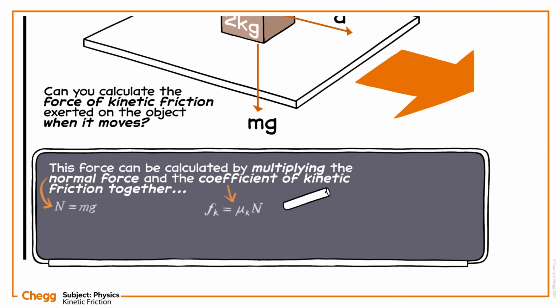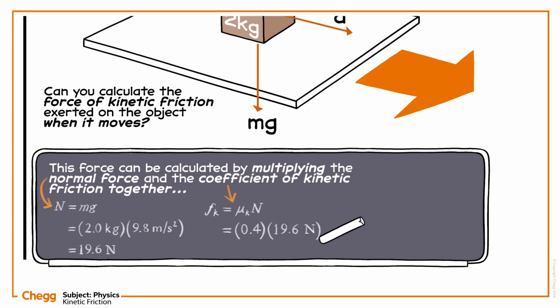We haven't been given the normal force, so step 1 is to calculate it using the mass, m, and the acceleration due to gravity, g. N equals m times g. So the normal force equals 19.6 newtons. Now we can calculate the kinetic friction by multiplying the normal force, 19.6, by the coefficient of kinetic friction, μk. The force of kinetic friction is 7.84 newtons.